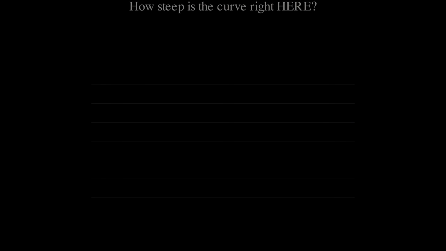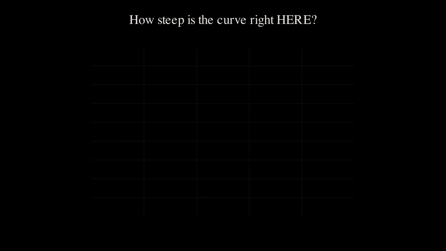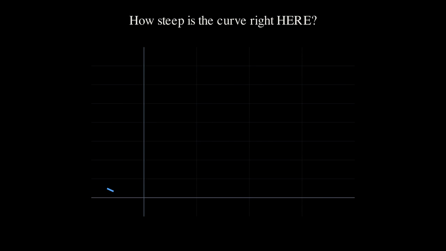Here is a curve, and here is a single point on it. I want its steepness right here, but steepness is rise over run, and at one single point, there is no run to speak of. So how can one point have a slope at all? Watch. Start with something we can measure.